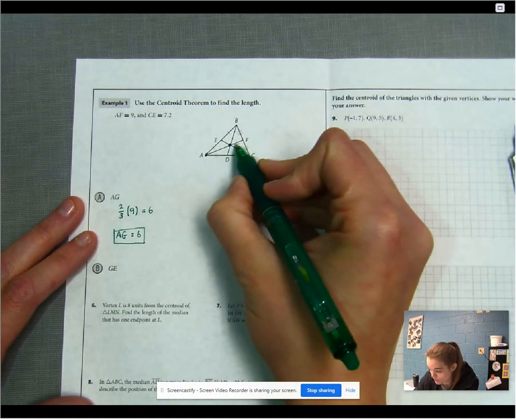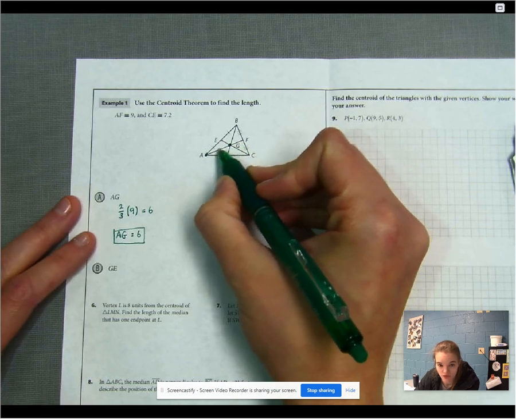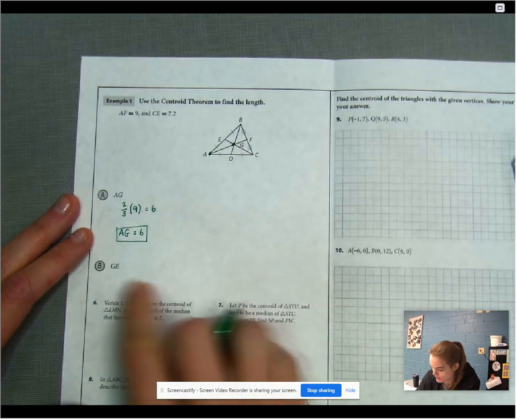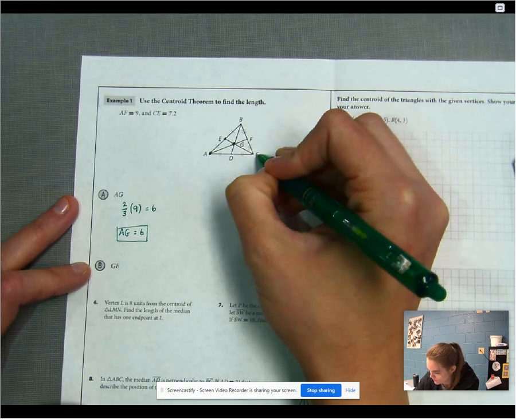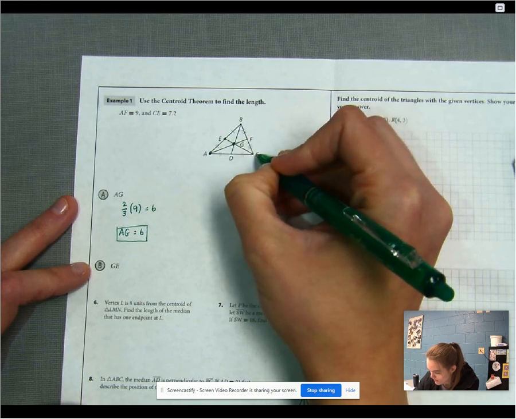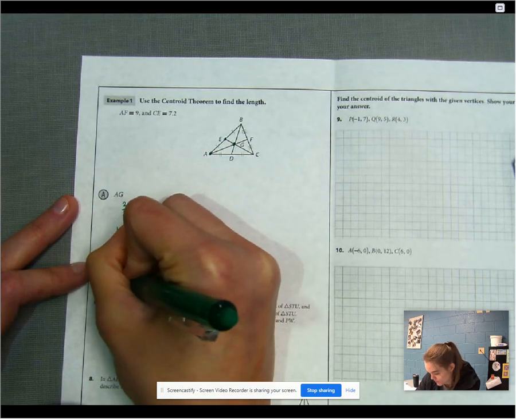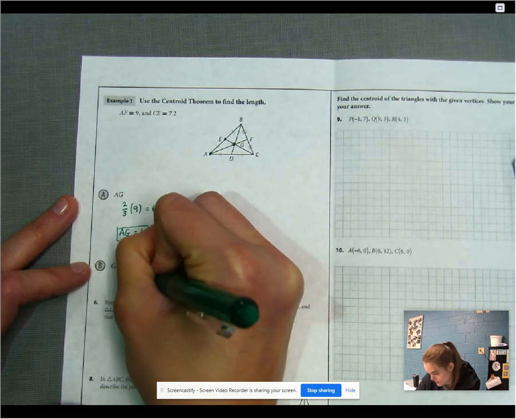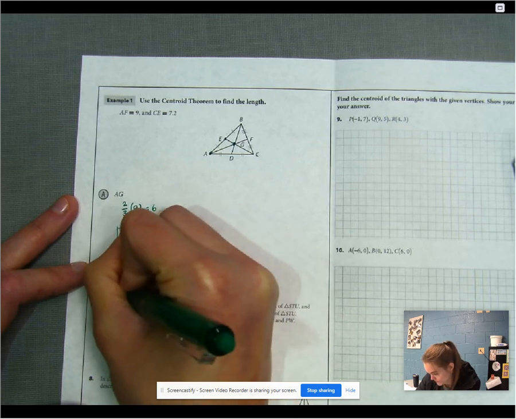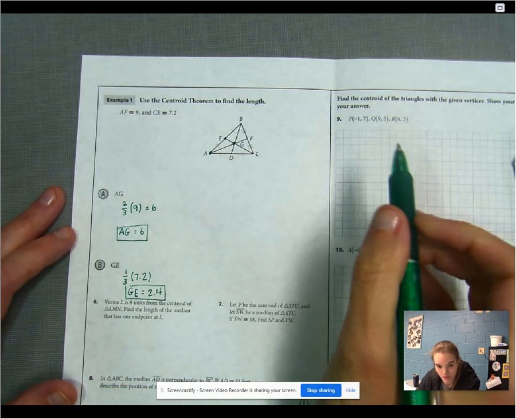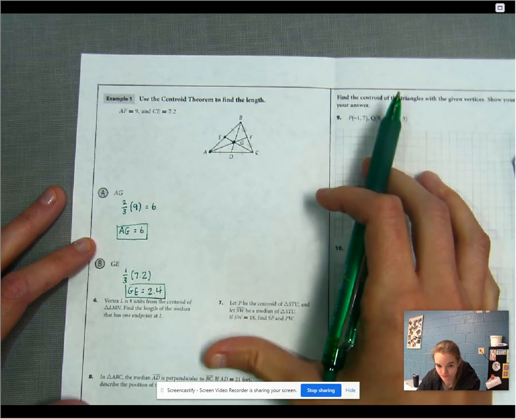So that means this part is 6. This part is 3, because we're cutting 9 into thirds. This one has 2 of them, this one has 1 of them. Okay. Now GE. Here is GE. GE is the smaller part of CE. So this one is 2/3, this one is 1/3. So 1/3 of 7.2. So GE is equal to 2.4. Okay, so they're broken into 2/3 from the vertex, 1/3 to the side.